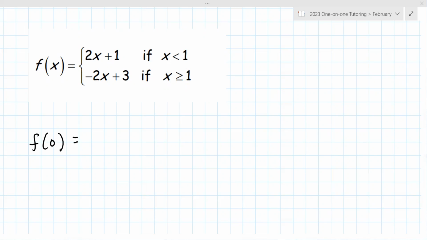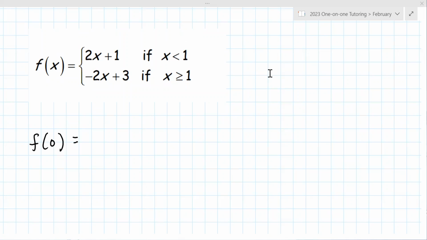Oh, so could you repeat that? Sure. Yeah, I'm asking you to evaluate this function. So is 0, does it go into the first one or the second one? And you decide based on the inequality over here. I think it goes into the second one.